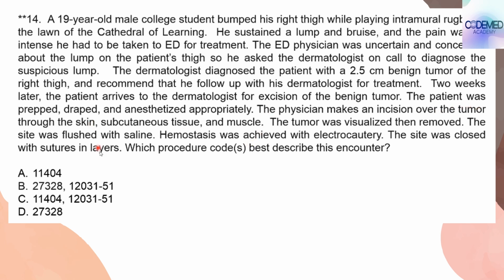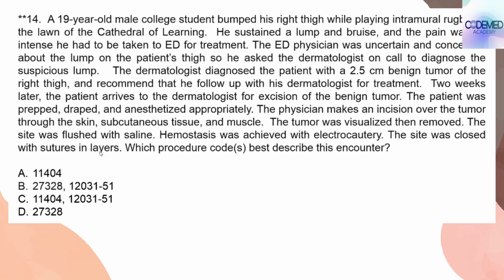Two weeks later, the patient arrives at the dermatologist for the excision of the benign tumor. The patient was prepped, draped, and anesthetized appropriately. The physician makes an incision over the tumor through the skin, subcutaneous tissue, and muscle. The tumor was visualized and then removed. The site was flushed with saline, hemostasis was achieved with the electrocautery. The site was closed with suture in layers. Which procedure code best describes this encounter?